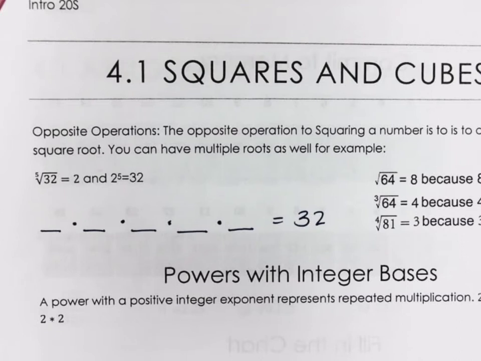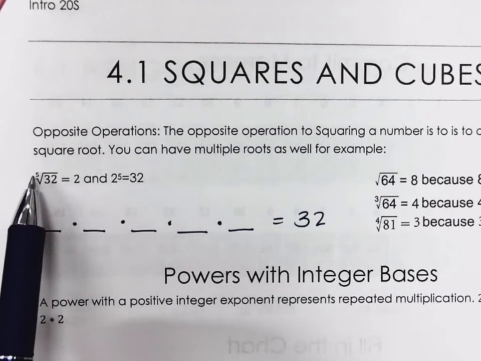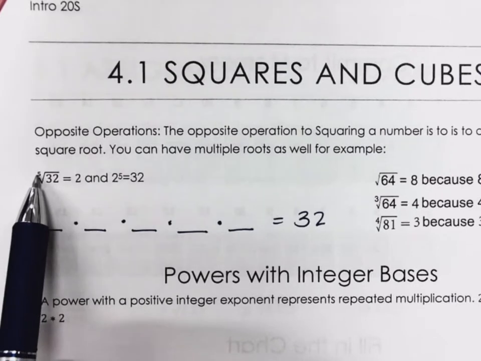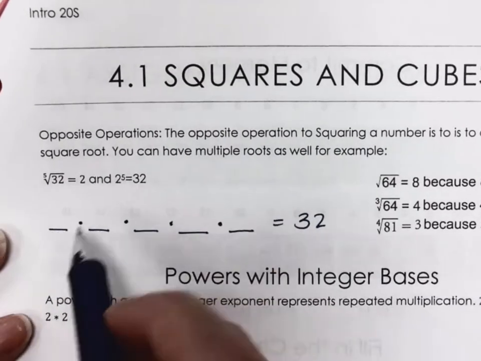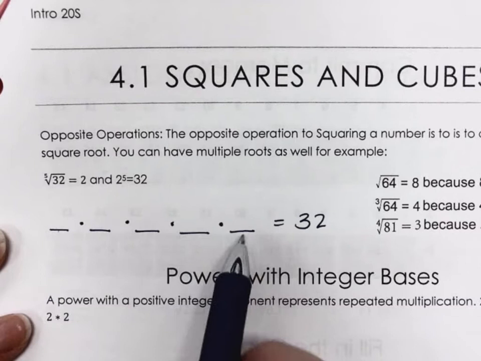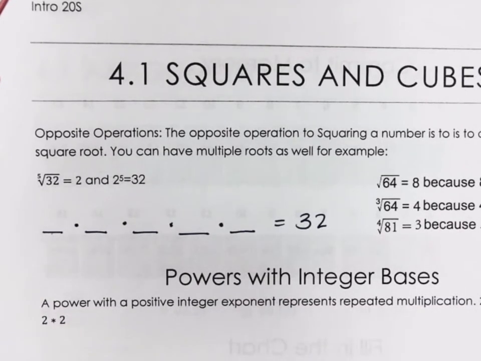We could guess and check, but you can do it in your calculator, because essentially this is what it's asking. The 5th root of 32. So 1, 2, 3, 4, 5. What number, when multiplied by itself 5 times, will give me 32? And if we put that into our calculator, the answer is 2.